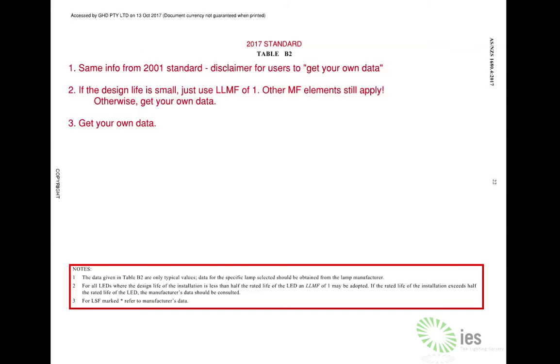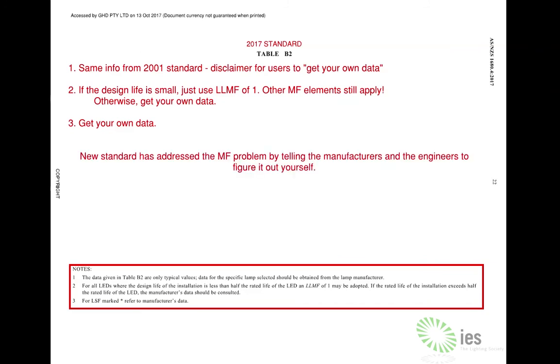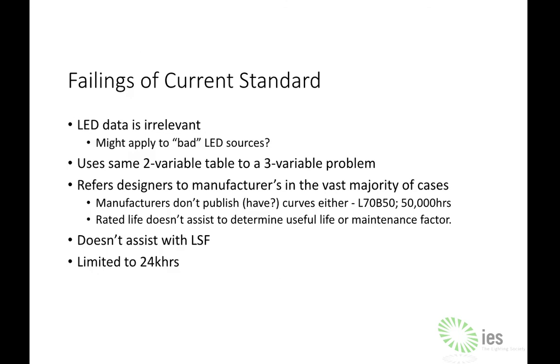Point 1 is get your own data. Point number 2 is if it's really small, use 1. Otherwise, get your own data. And point number 3 is get your own data. So it's really just solve the problem of LED by telling it's your problem, which hasn't solved any problem, has it? Because that's what we had previously. We were previously told to get our own data because we had no information, and as a result, we used 0.8. So this new standard has addressed the problem of maintenance factor for LED by telling us that what you're doing is whatever. That's the response I get out of that.